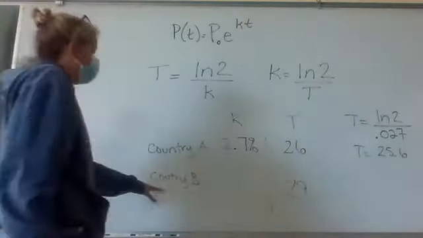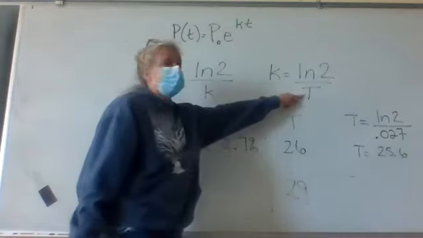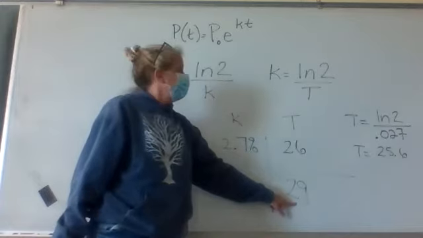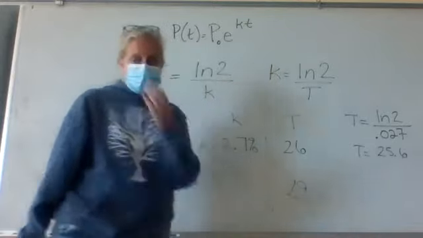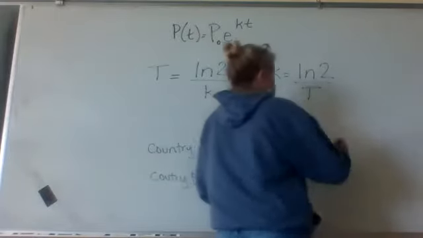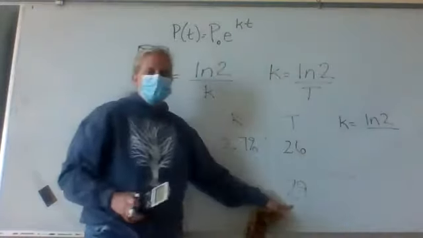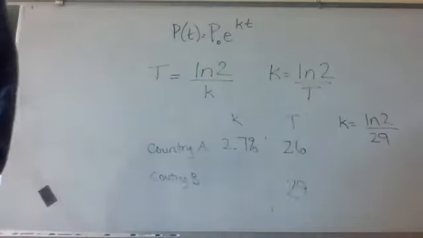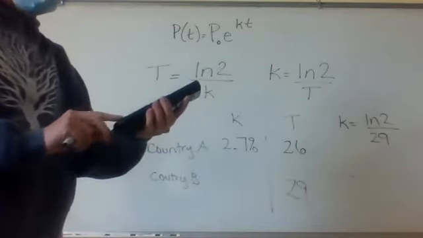All right, now let's figure out what country B's rate is. So if I know the doubling time, it's telling me it took 29 years to double, then I can put that number here in place of the T, which will give me this K, which is the rate. So the rate is equal to ln 2 over the doubling time. The doubling time was 29 years. So let's put this in our calculator. So again, ln 2 divided by 29 this time.